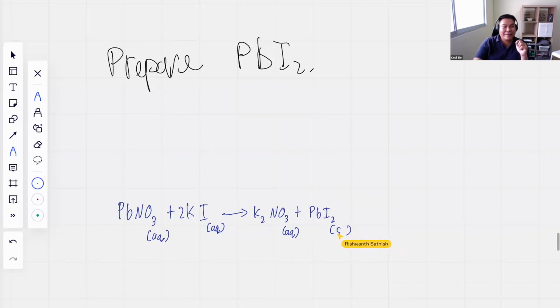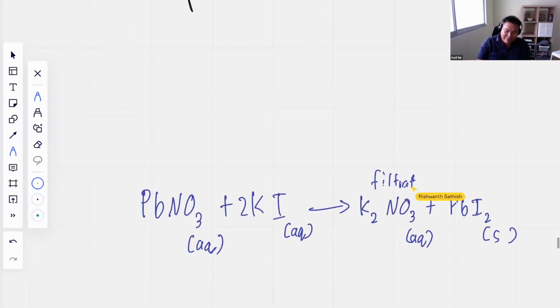Okay, then write down who is the filtrate and who is the residue. Oh, it's wrong. NO3 is minus one, so it's Pb(NO3)2. K is plus one, so it's KNO3. So the balancing is wrong.